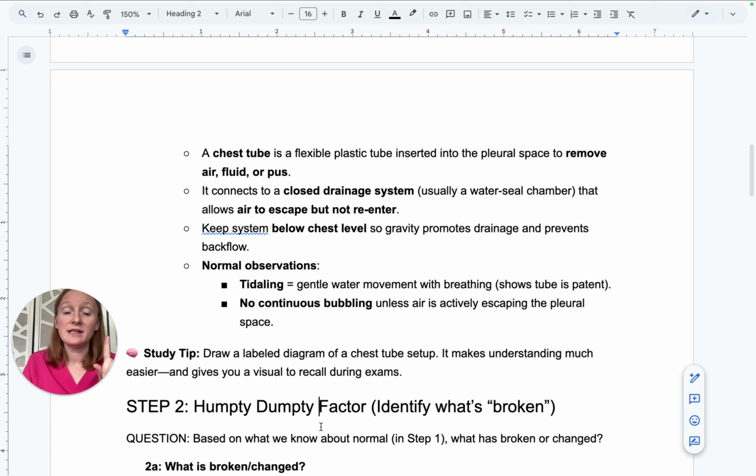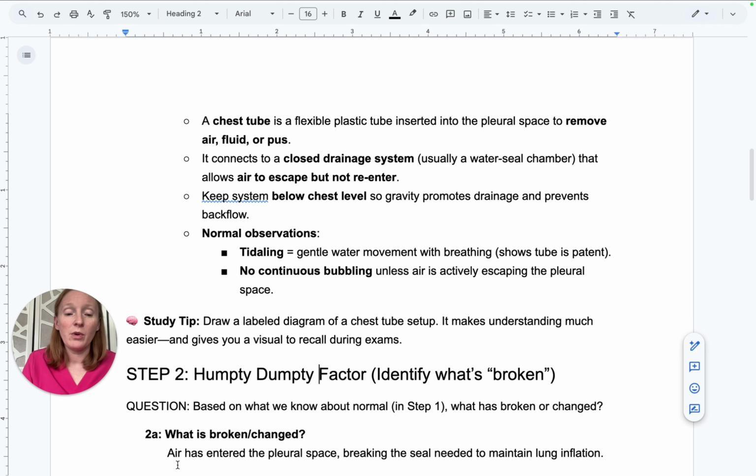In step 2, we ask the question, based on what we know about normal, what has broken or changed with pneumothorax? Since we're studying a disease process, this is going to be the pathophysiology. And with pneumothorax, we have a problem where air has entered the pleural space. Remember, normally it's just that pleural fluid there to reduce friction. Now, instead of 2 types of tissue pushed up against each other with a little bit of fluid in between, we've got an air bubble in there.